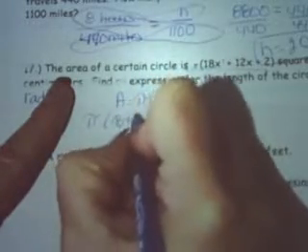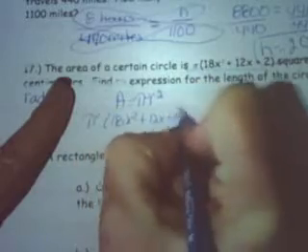Okay, 17. The area of a certain circle is pi times 18x squared plus 12x plus 2. Find an expression for the length of the circle's radius. Alright, so let's find an expression. How do we find the area of a circle? The area of a circle is pi r squared. Well, I know the area is right here, so I'm going to have pi times 18x squared plus 12x plus 2 equals pi r squared.